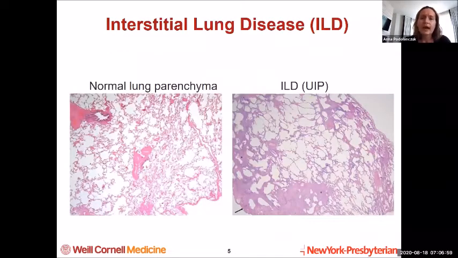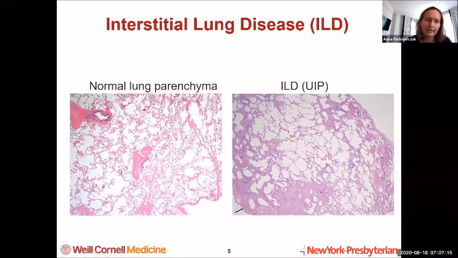So this is to highlight when I'm talking about interstitial lung diseases, I'm talking about the pulmonary parenchyma and the interstitium. So this is just to show you here's an example of a normal lung parenchyma. You have these beautiful alveoli with very thin interstitial spaces. There's not a lot of inflammation, and there's lots of room for diffusion of gas into the bloodstream once it gets into the alveoli.